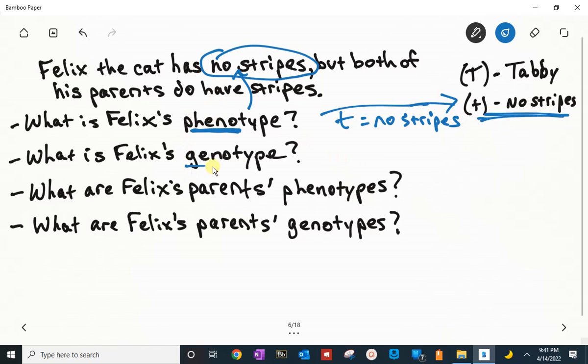Now, what is Felix's genotype? And remember, the genotype has to contain both alleles because it's a pair of chromosomes. But if he has no stripes, remember, this is recessive. So recessive only shows through as a phenotype if it's the only one available, if there's no dominant gene around. So his genotype is going to have to be two lowercase t's. He's going to have to be homozygous recessive.